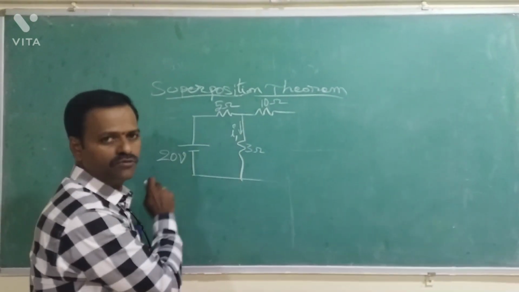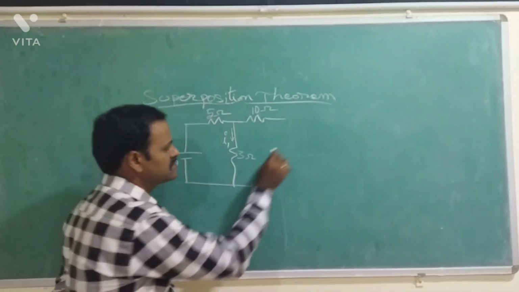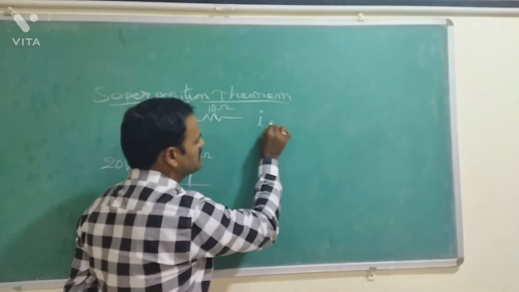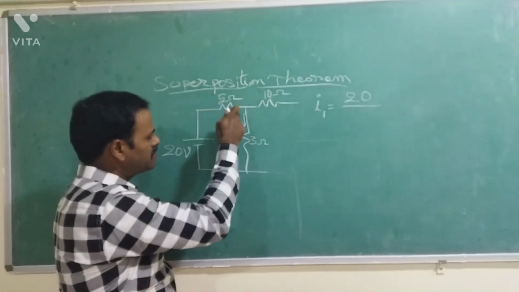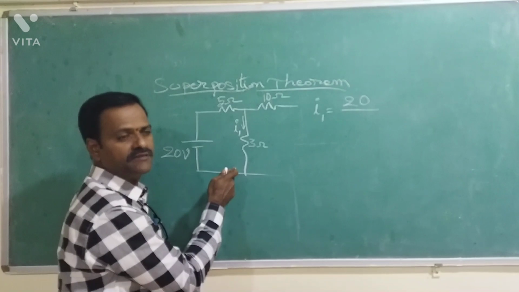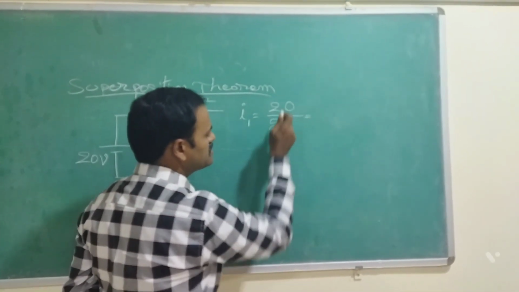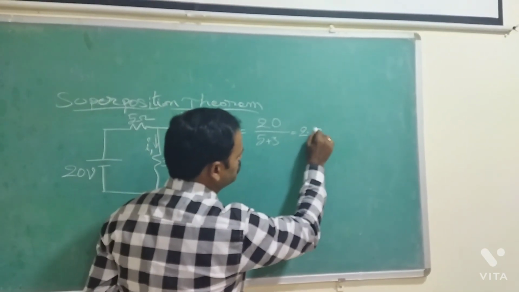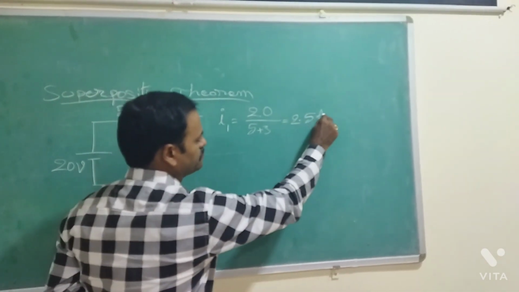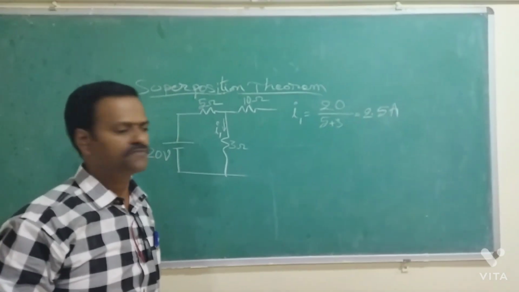Now what is the current flowing through this? As this is open, I1 is equal to the total applied source 20 volts divided by these two resistors, which are in series. So 5 plus 3, that is 20 by 8, which is 2.5 amperes.